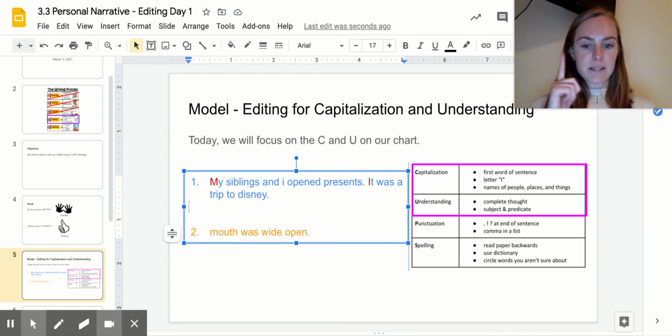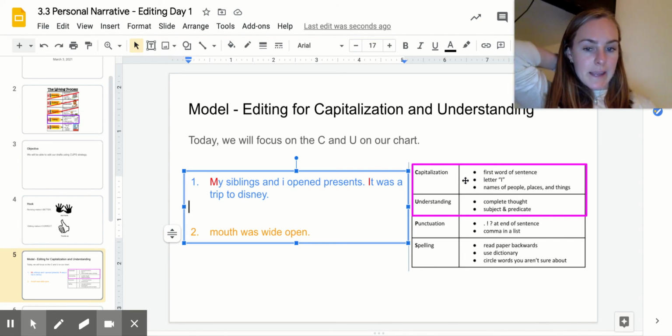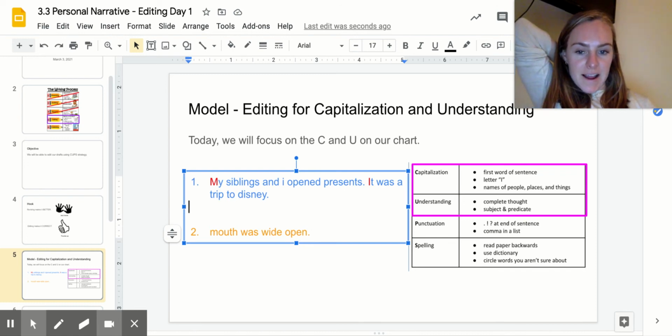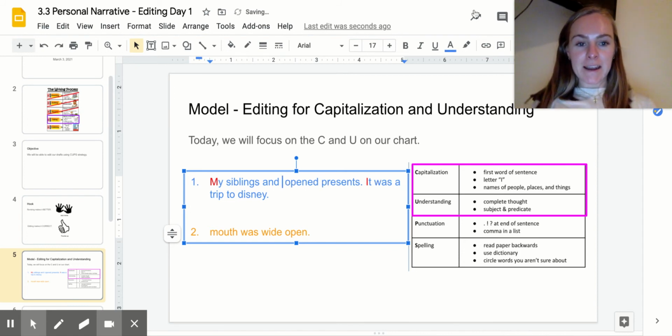I capitalized the first word of the sentence. Now what's the second thing I need to do? I need to capitalize the word I. Notice I'm not done with capitalization yet. I need to go through all my bullet points. Okay, so I need to capitalize the word I. So my siblings and I didn't capitalize the word I. Let me go ahead. I'm going to make it red and capitalize the word I.